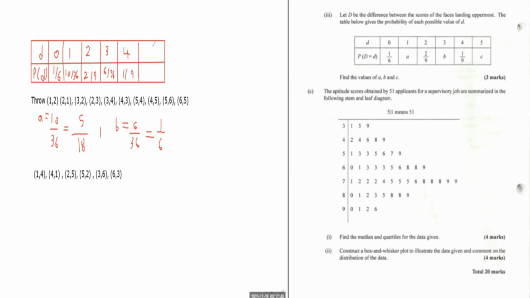And then the chances of the differences being 5 is, the only way the difference can be 5 is if you throw like 1 and 6 or 6 and 1. That's the only way. You have to throw 1 and 6 or 6 and 1, that's 2 out of 36. C is equal to 2 out of 36, which we know is 1 over 18.